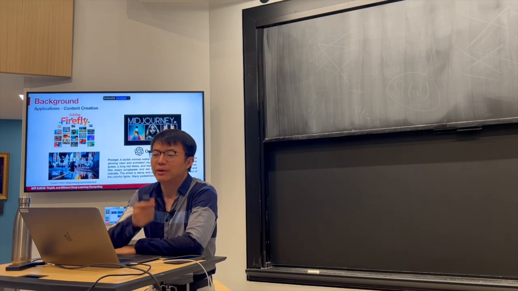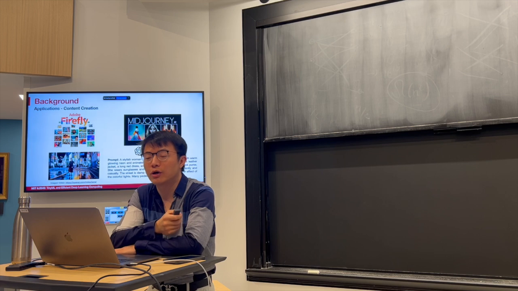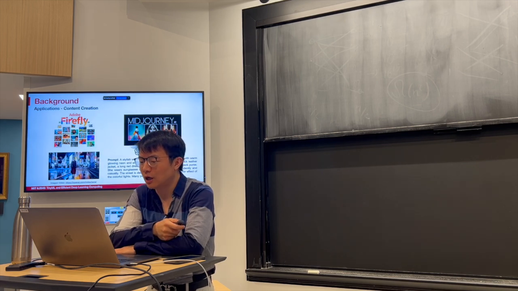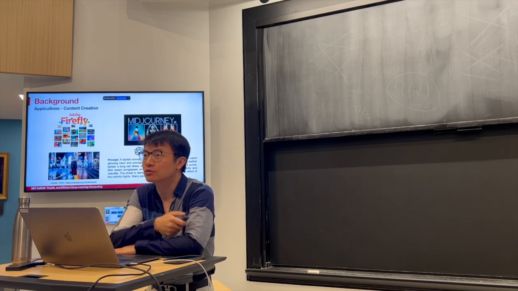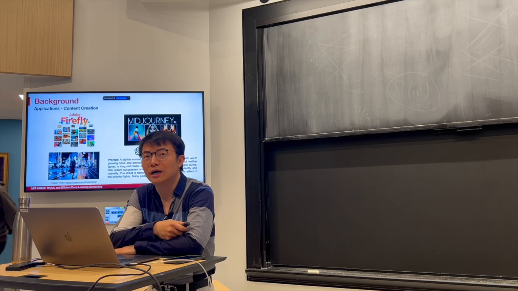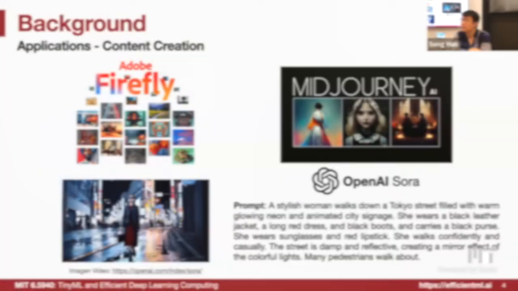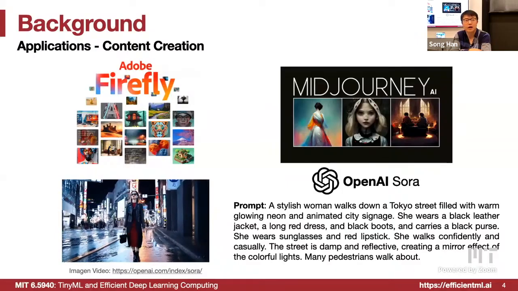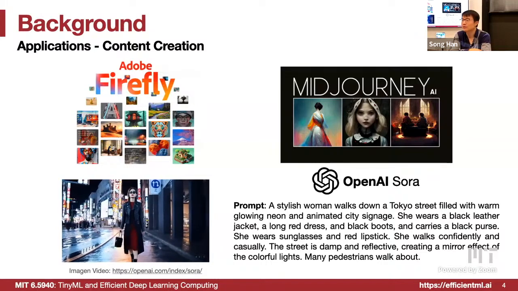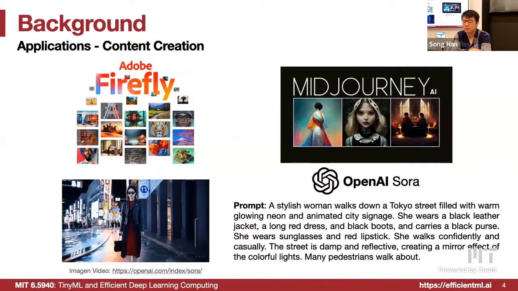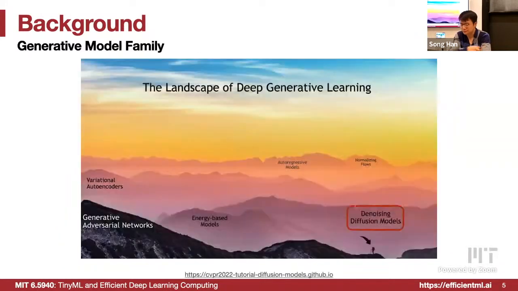The generative model tries to predict the distribution of the data. So there are lots of applications for generative models, for example, photo editing and image generation. You may use Mid-Journey to generate images, and OpenAI Sora can generate videos as well. But all these generations are pretty computationally intensive. So in this lecture, we are going to learn about how to make these algorithms more efficient and much cheaper to run on the hardware.